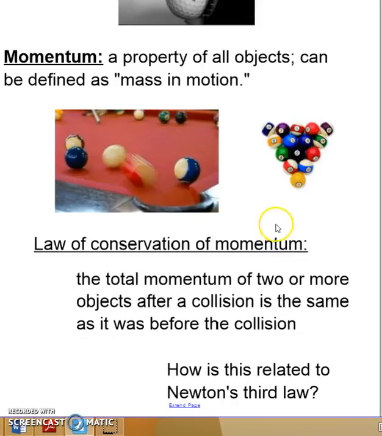How is this related to Newton's third law? Well, when I have a pool ball and it hits these right here, for example, it hits this front ball, it exerts a force on this ball, but this ball also exerts a force back on the ball that hit it. How do we know? Because the ball that hit it stops moving. And then this ball exerts a force onto this one, which exerts a force onto this one. So there are lots of action-reaction pairs when these are all lined up. So the law of conservation of momentum ties right into Newton's third law.